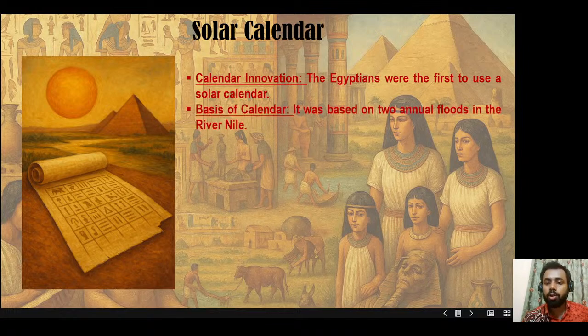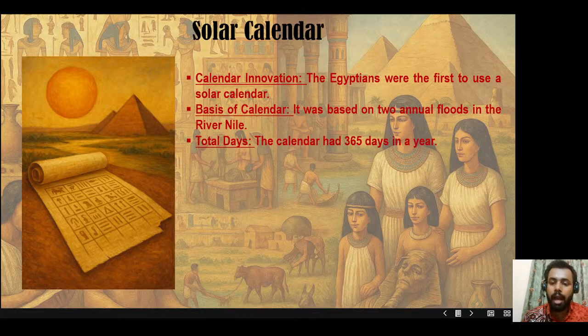It was based on the annual flood of the river Nile. Every year the Nile overflowed in a certain period of time. So they calculated the days when the Nile's water flowed, and based their calendar on the floods of the river Nile. They measured the duration between two floods, and that was considered to be 1 year.